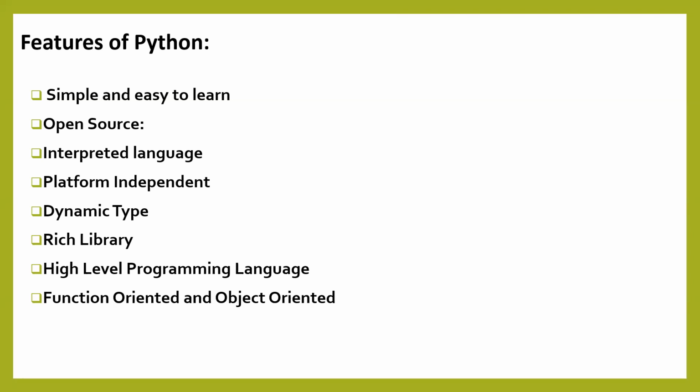And the third one is interpreted language. What do you mean by that? Interpreted language means if I write a code, we need to execute that. For C programming and other programming languages, what happens is the source code or the program is converted into machine code, then it will be executed.